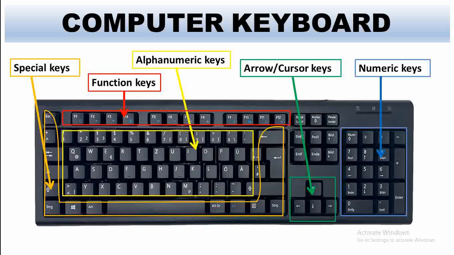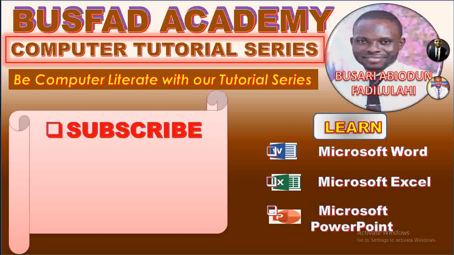So like I said, those are the 5 sections: the alphanumeric keys, the numeric keys, the function keys, the arrow keys, which is number 4, while the last one is what? The special keys.